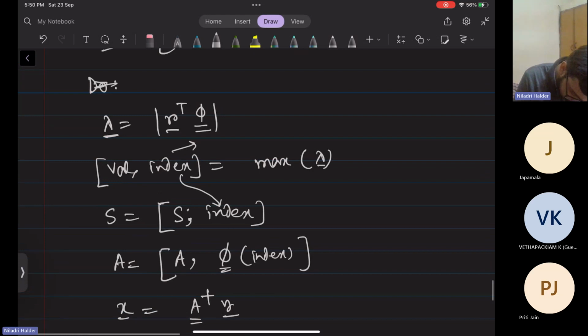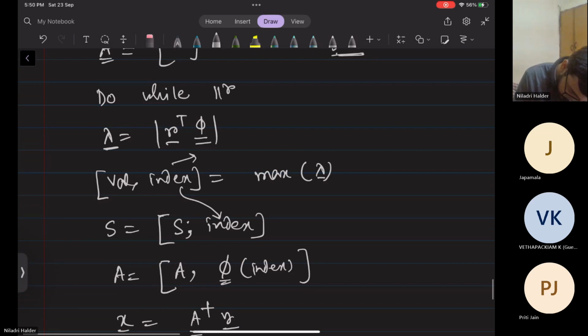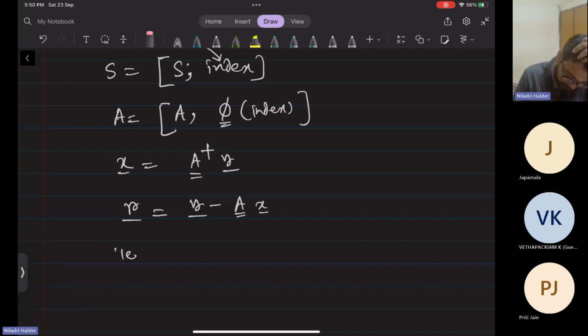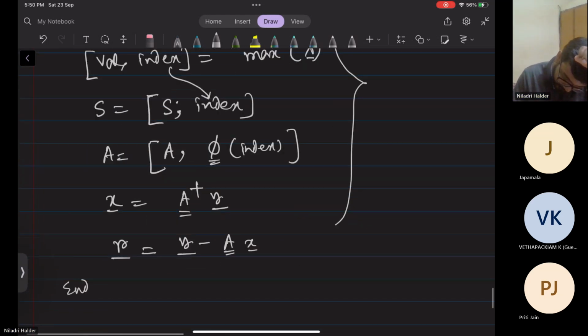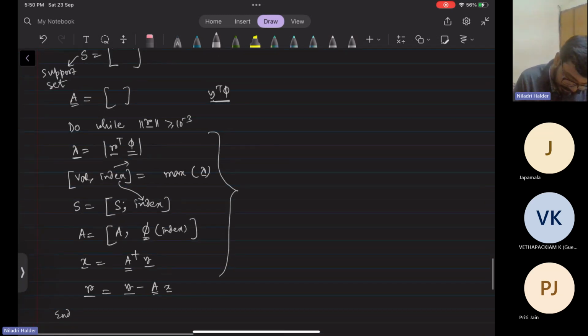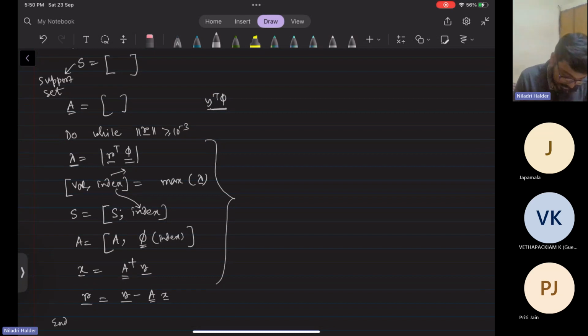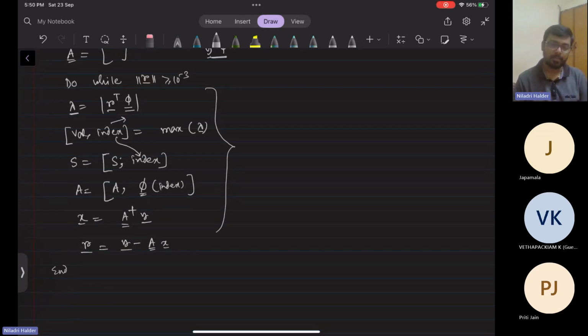How to write the loop? While the norm of the residue R is greater than or equal to some threshold, say 10 power minus 3, we continue. This is the end of the loop. We'll run this loop until the residue R converges. So this is one procedure to find the sparse vector or sparse signal.